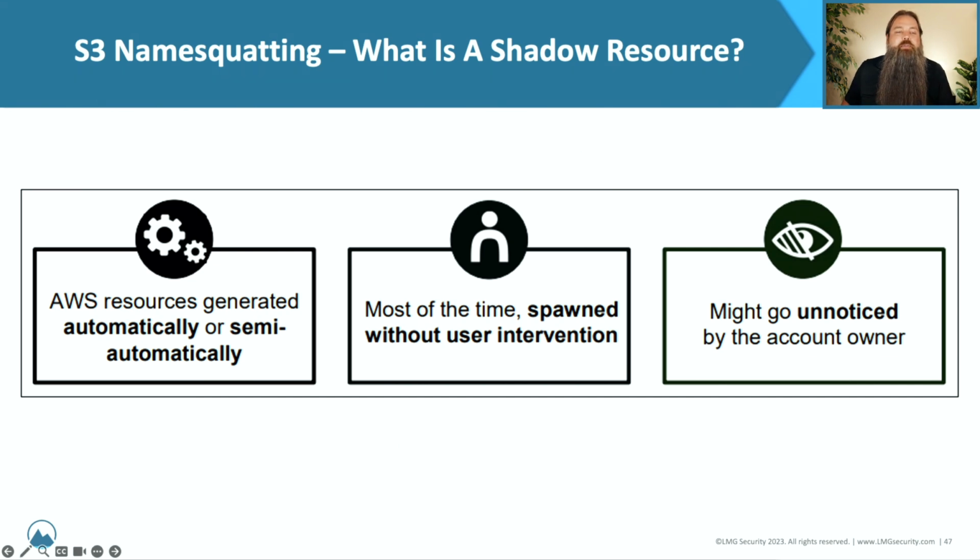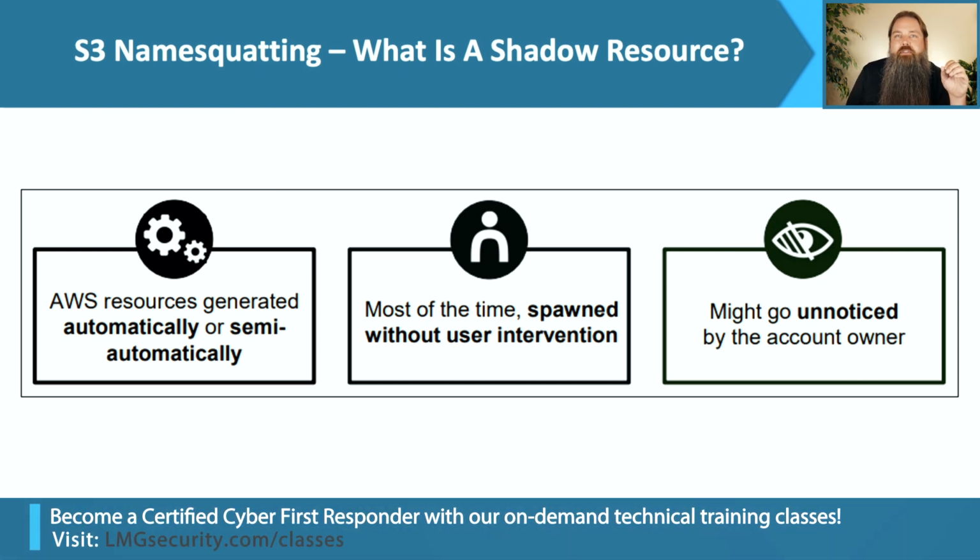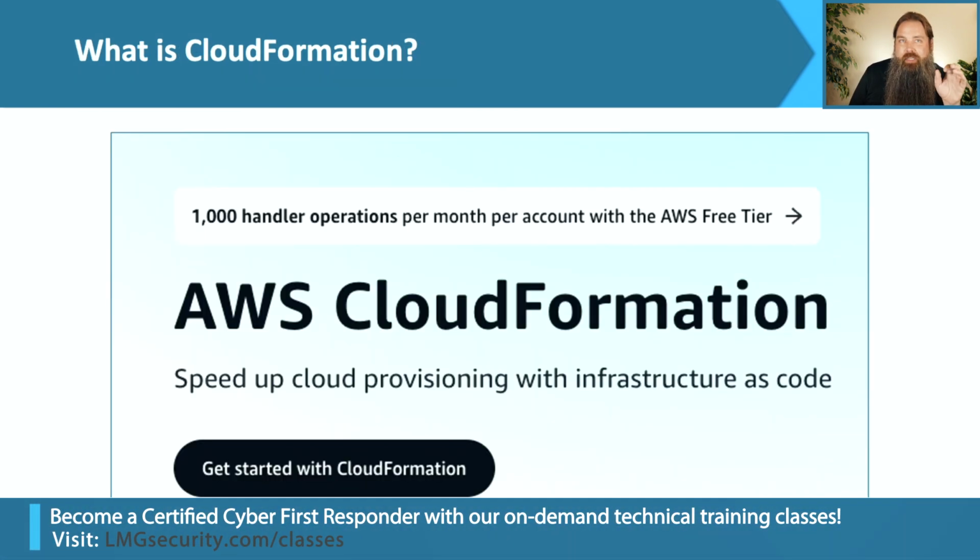But in this case, AWS automatically generates something. This is usually spawned without user intervention, and the user may not even notice that this particular element has now become a part of their AWS infrastructure. A lot of this comes down to services like AWS CloudFormation, and that's the one we'll talk about right now. So you may ask, what is CloudFormation?